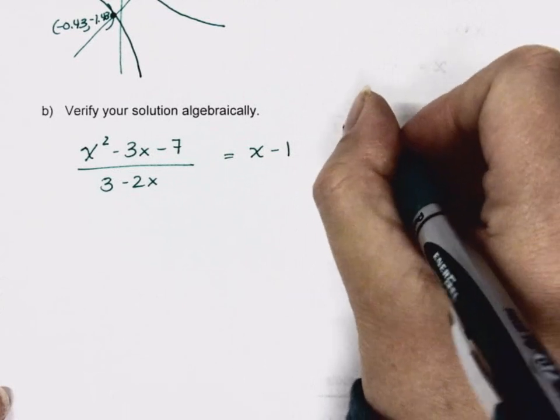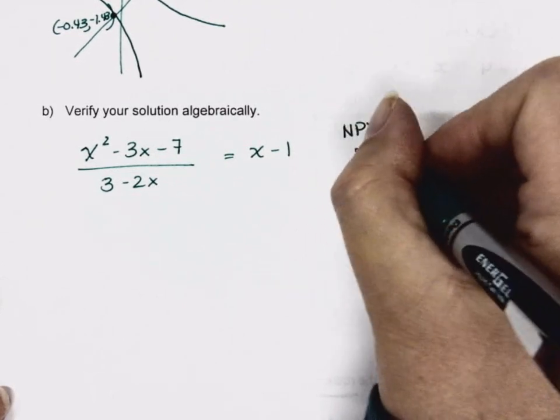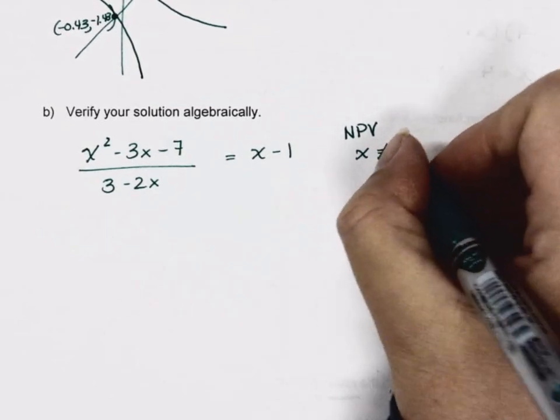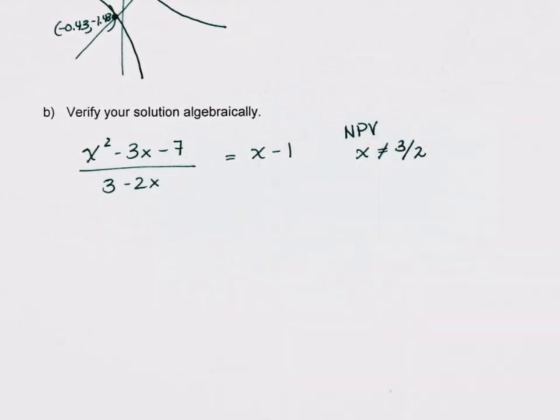Non-permissible values. What's my non-permissible value here, folks? 3/2. Or 1.5 if you like. Doesn't matter. I'm okay with either, but you still need to do your non-permissible values. That is a critical part. If they are not listed, you're going to lose a half mark for sure.